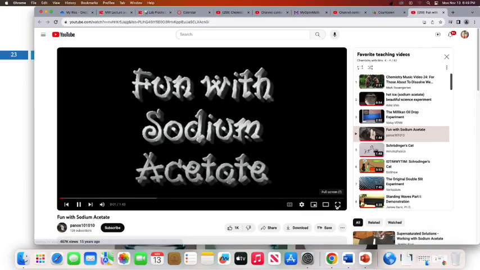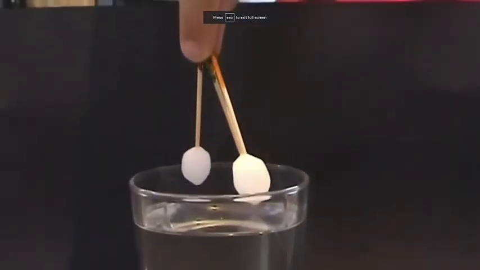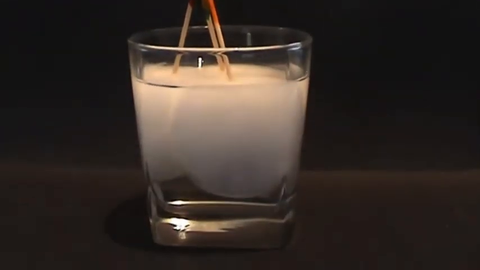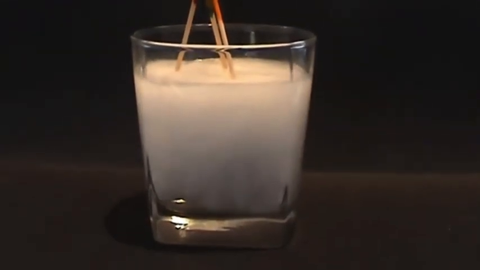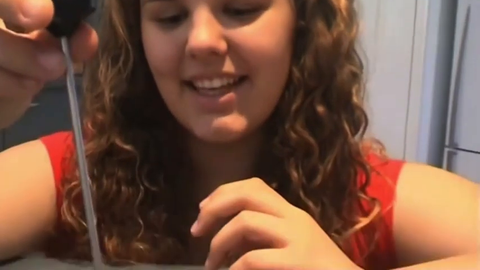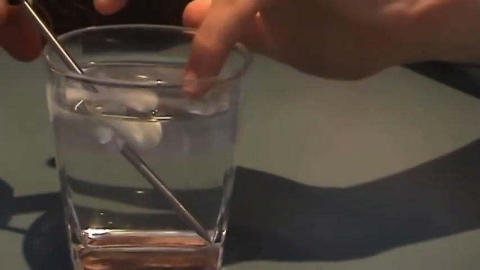Let's look at this one. This one doesn't have sound either. But this is where they've made sodium acetate solutions, and then they're having fun with them. So they're sticking some toothpicks in there and making little pom-poms grow. And there's the temperature, 52 degrees. So it was probably around 20, 25 degrees before the recrystallization happened. That's pretty cool.